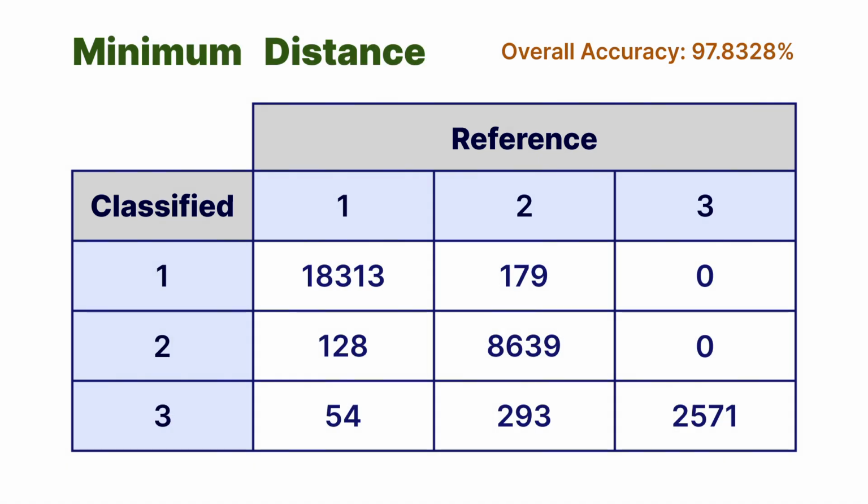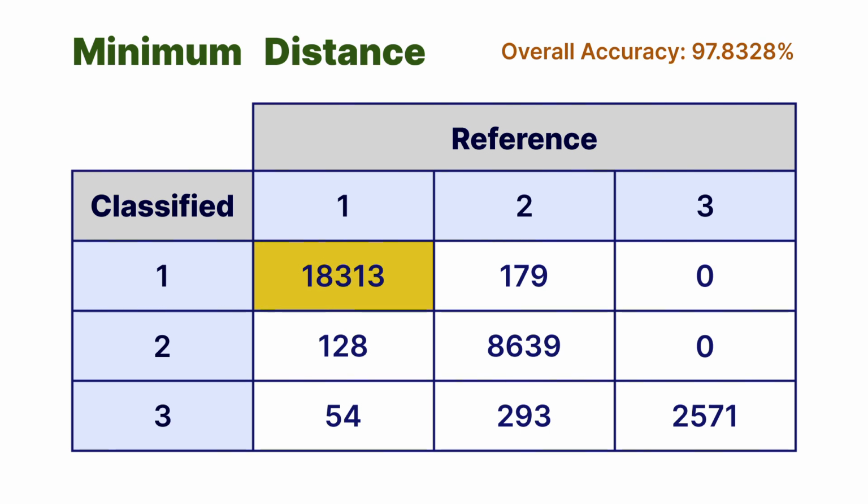Let's move on to the next and delve into the accuracy assessment results for the minimum distance classification, presented in this table. The overall accuracy is 97.8328%, which, while still commendable, is slightly lower than the maximum likelihood classification. For the error matrix, the numbers along the diagonal represent correctly classified pixels.